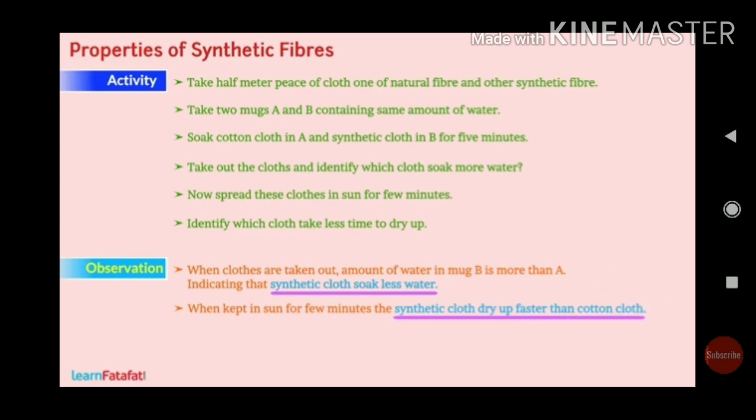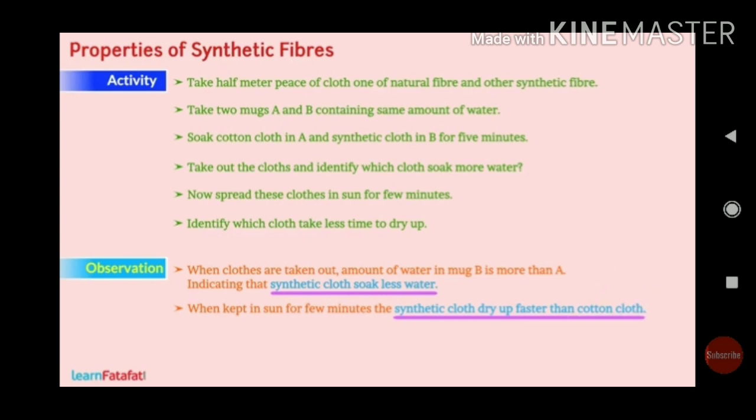But do this activity carefully. Don't burn the whole cloth. I am asking you to burn a thread taken from the cloth, a thread is also called a yarn. So you take a yarn of 1 meter or 1.5 meters, taken from cloths of different fibers like cotton, silk, nylon, acrylic, wool, etc.